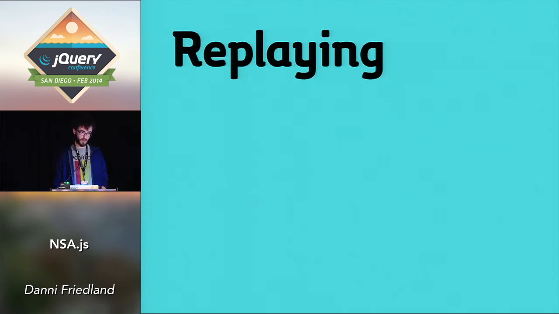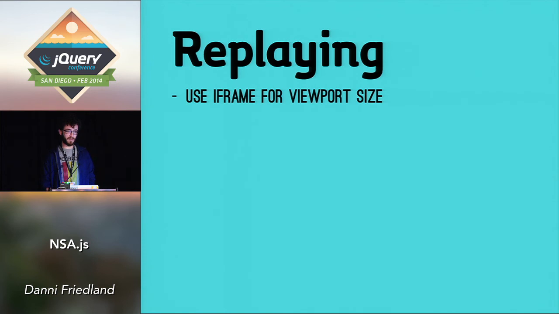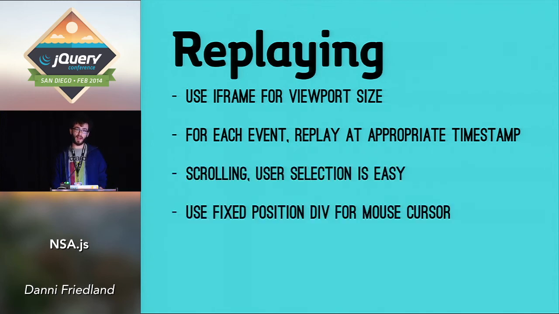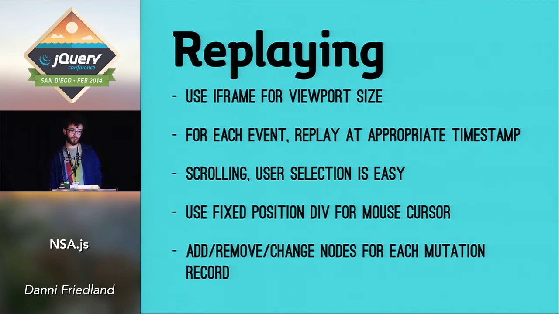Replaying is basically doing the same thing the other way around. I will try to show some code later on, but it's really messy code, because trying to interact with the DOM at such a low level, like recreating the DOM elements and saving them, is really an awful idea, but it works. You can use the iframe for the viewport size. For each event, I simply replay it. Scrolling is easy. I use a fixed position div for the mouse movement. And I add, remove, or change nodes for each mutation record.